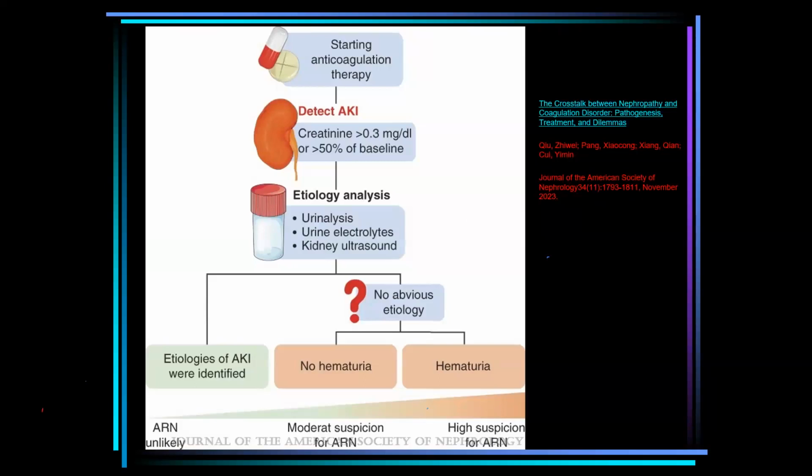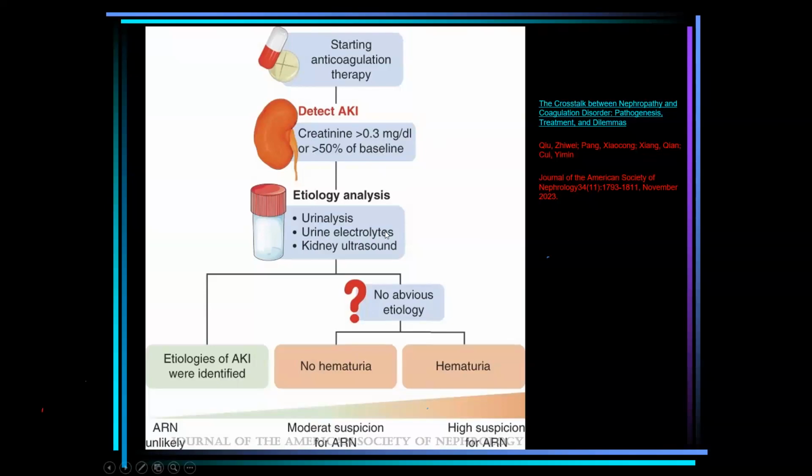Actually, we see this condition not rarely. So how do we diagnose anticoagulation-related nephropathy now? A patient starts anticoagulation therapy, and later develops AKI, in terms of an increase of absolute serum creatinine by 0.3 milligram per deciliter above the baseline, or more than 50% above the baseline, either of these conditions. Here we diagnose acute kidney injury. At first, we have to rule out any possible etiology to explain this acute kidney injury by the usual workup.